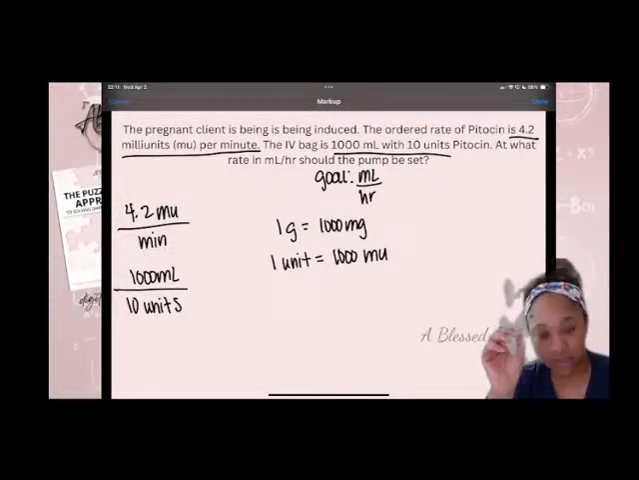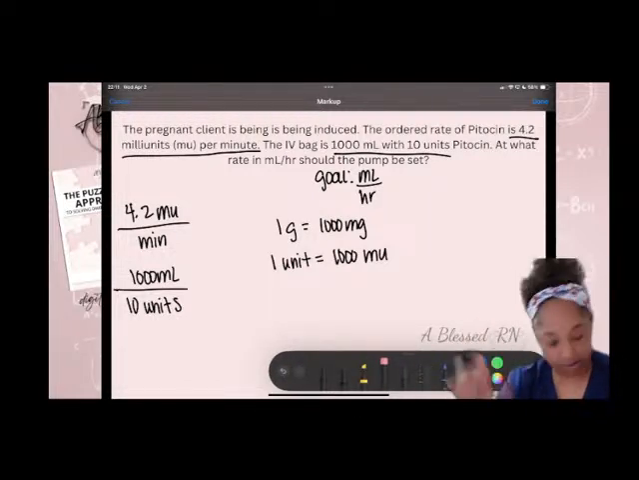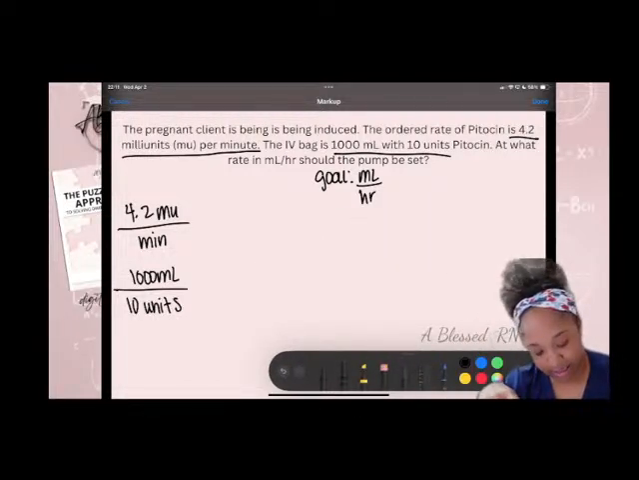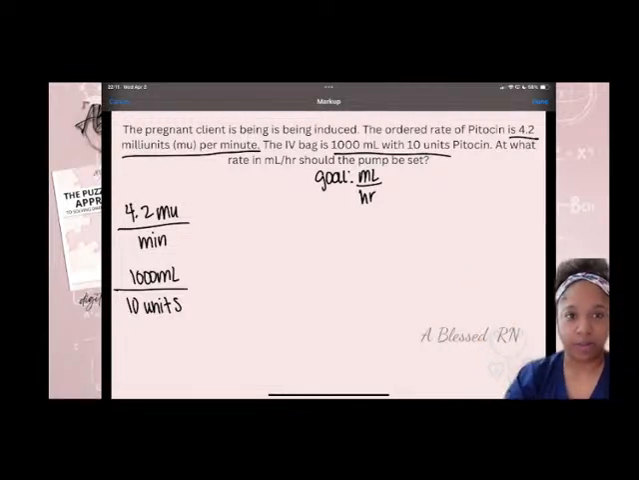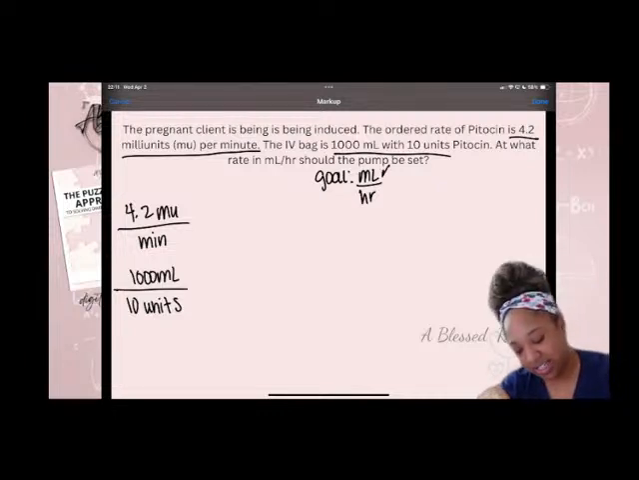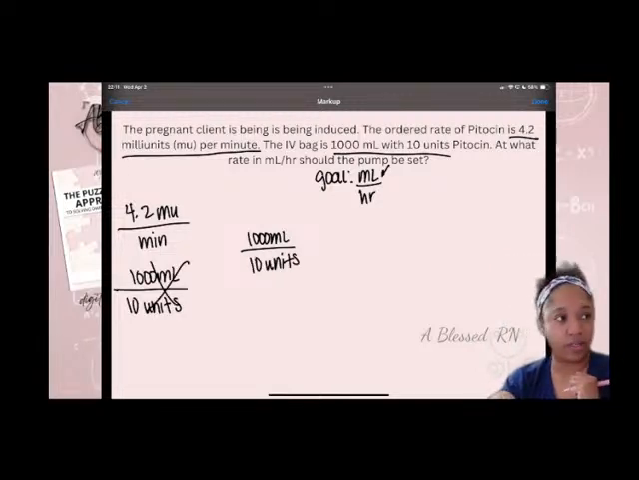All right? So, now that we got that out the way, let's set this up. If we want milliliter at the top and hour at the bottom, I'm going to start with my top goal, which is milliliter. So 1,000 milliliters per 10 units. So I've used this puzzle piece, right?